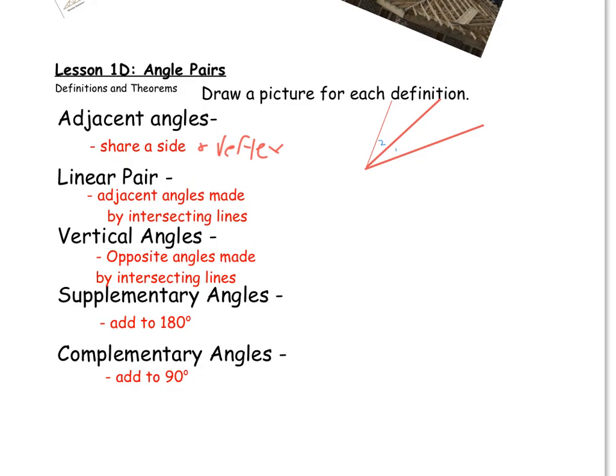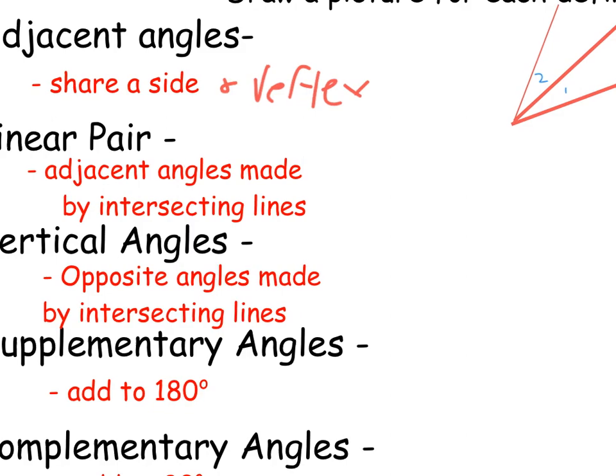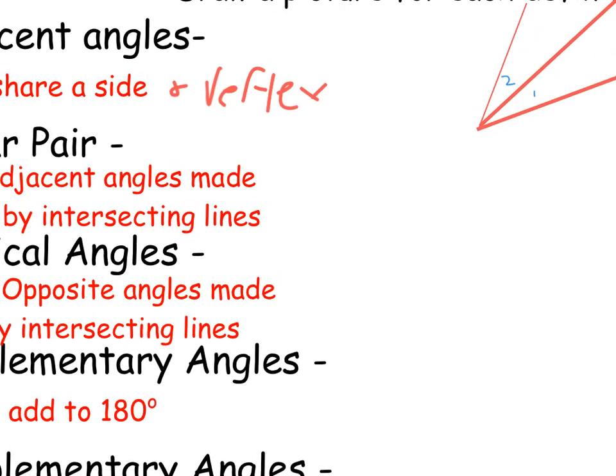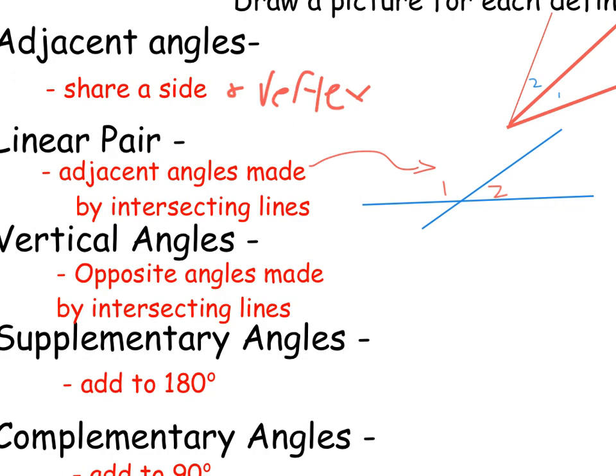Next, we have a linear pair. So a linear pair are adjacent angles that are made by intersecting lines. That's kind of not the world's best definition, but it'll work for us. So if we have intersecting lines right here, okay, and we pick two of these that are adjacent, let's number them angle 1 and angle 2. These are a linear pair. Angles 1 and 2 are a linear pair. All right, they're adjacent, made by intersecting lines.